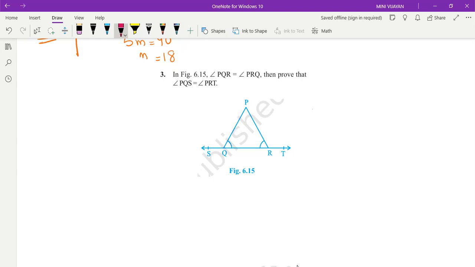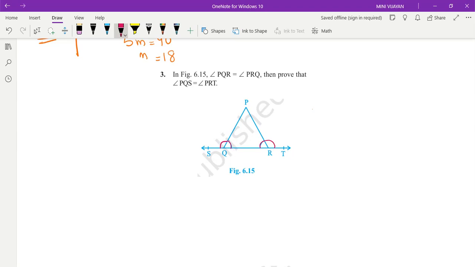The question says that angle PQR equals angle PRQ. Angle PQR, this one, is equal to angle PRQ, this angle. These both angles are equal. Now, we need to prove that angle PQS equals angle PRT. So where is angle PQS? PQS is this angle, and it is equal to angle PRT, this angle.